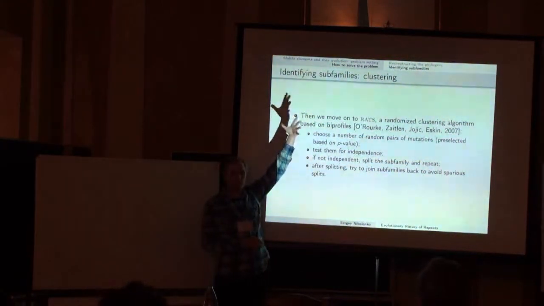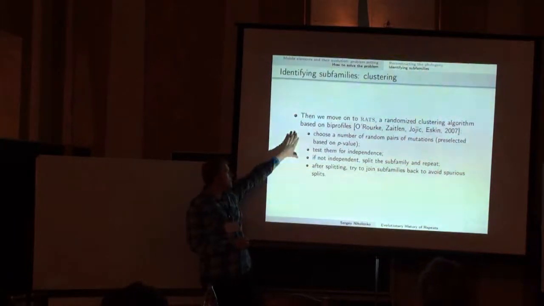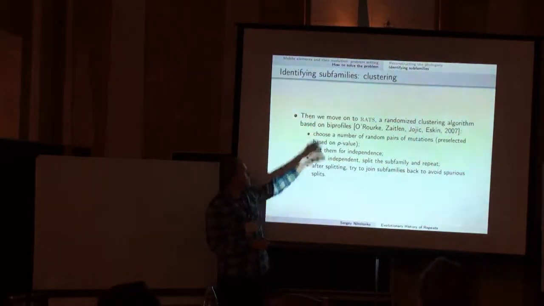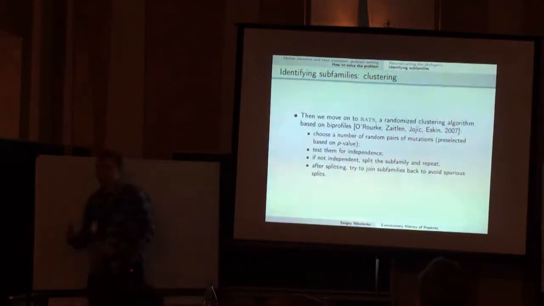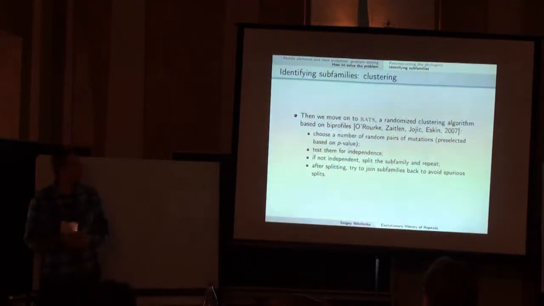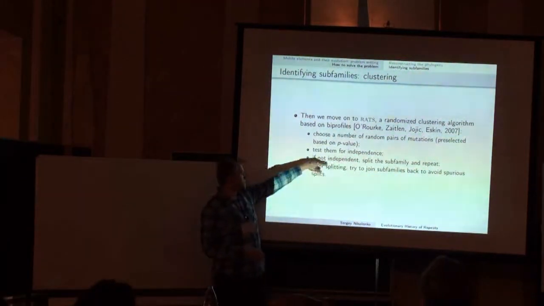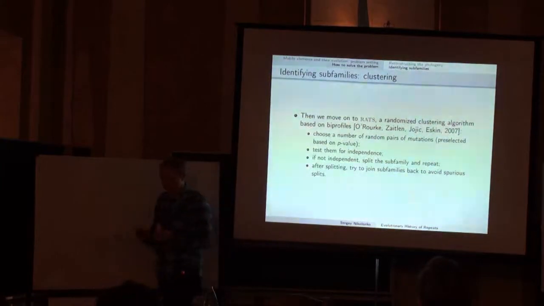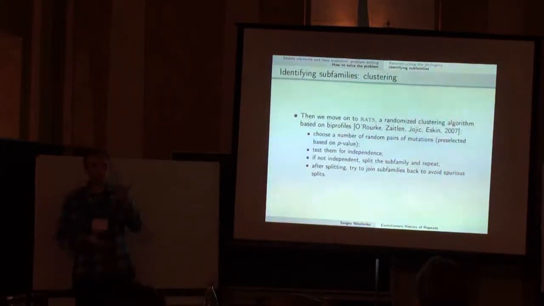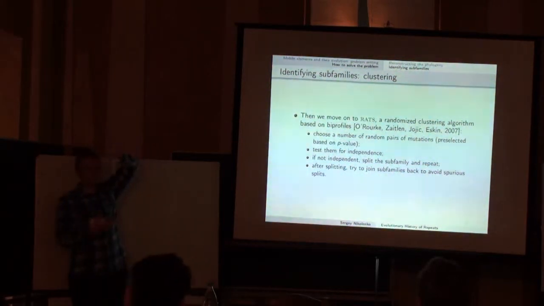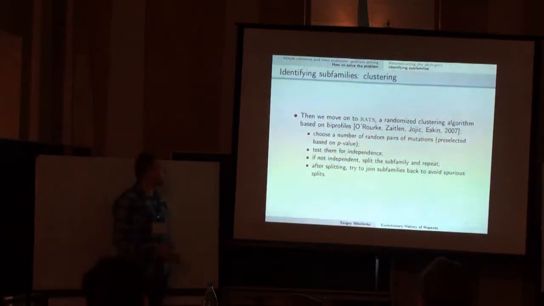But now it gets a little bit complicated. So the algorithm goes as follows. First, choose a number of random pairs of mutations for testing. Then test them for independence. I'll get to that. If we find pairs that are not independent, that are correlated, this is a direct indication of how to split the subfamily. So if there is a correlated mutation, we take out the elements that contain this correlated pair and generate a new subfamily out of them.